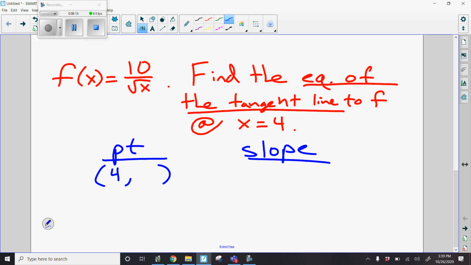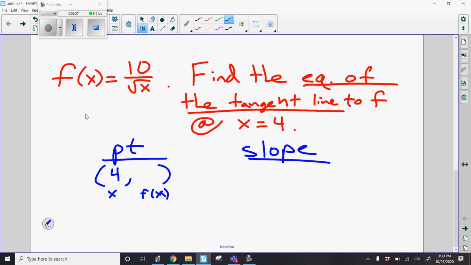But I need to figure out the y part of that point, or the f of x part of that point. Okay. Any ideas on how we'd find the y coordinate, right? The f of x coordinate? Well, it's pretty simple. We can just use our function right here, f of x, right?